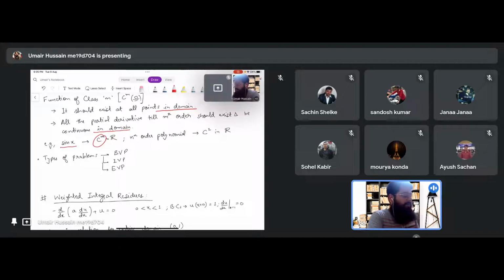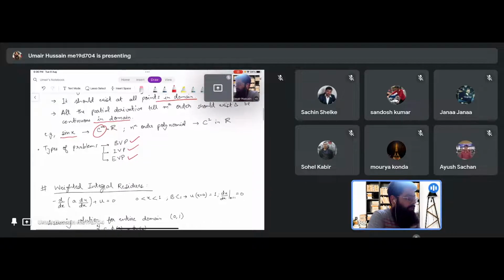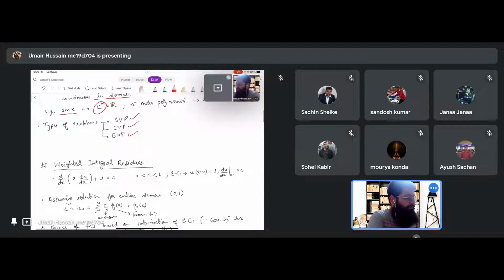Then we have various types of problems that we solve. First one is the boundary value problem. Then we have the initial value problem. Initial value problems are basically time dependent problems, so we need the solution initialized at the initial time step equal to 0. And we have eigenvalue problems, which are basically a mixture of these two. We would get a better understanding of these types of problems once we go ahead in this course.